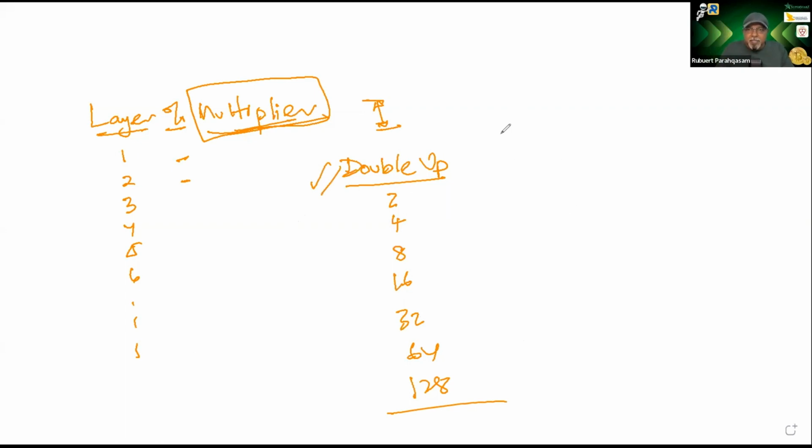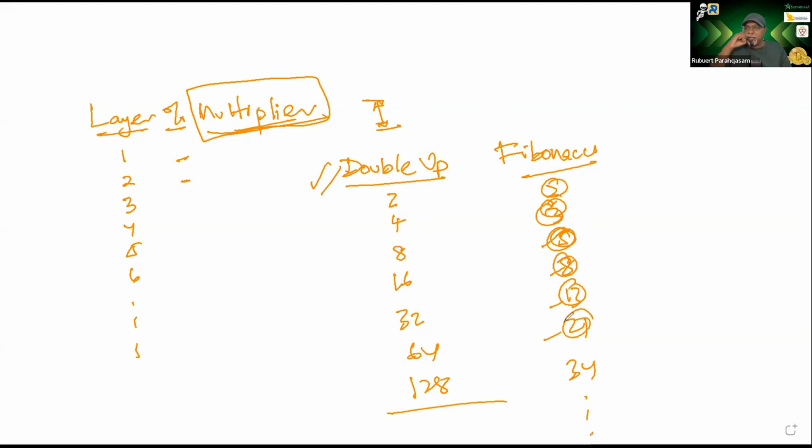Now, the second method, I call it Fibonacci. In Fibonacci, it goes like this: 2, 3, 5, 8, 13, 21, 34, and so on. How do you calculate Fibonacci? It's very simple. This plus this, you get this. This plus this, you get this. Now, the key thing about doing this right is every time you buy, you have to buy more than the previous buy.